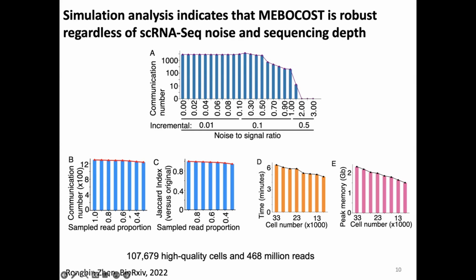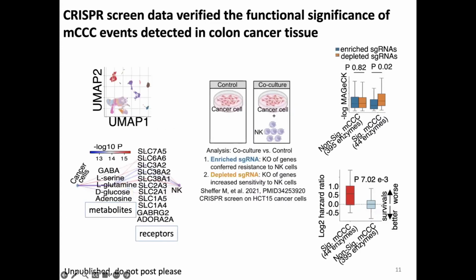Also, Rongbin analyzed and found that the algorithm is relatively not that sensitive to the sequence depth, and the performance is also linearly correlated with the sequence depth, such as the number of sequenced cells. So all these data suggest that the performance of the algorithm is very robust.